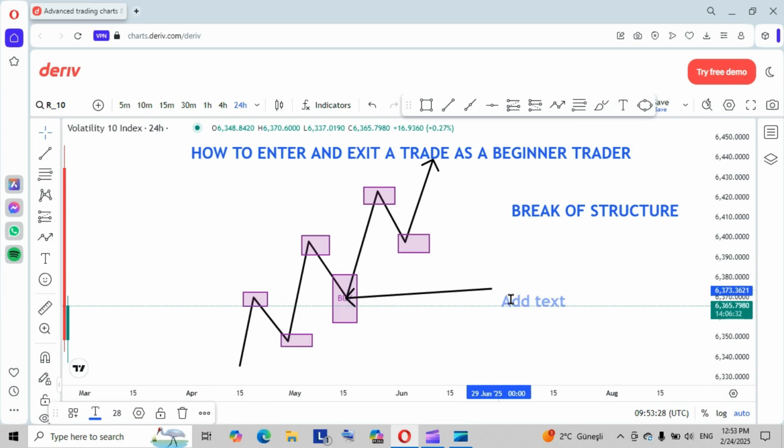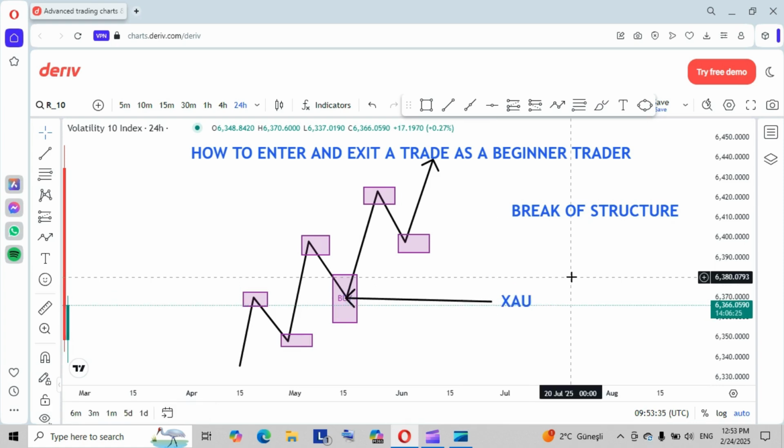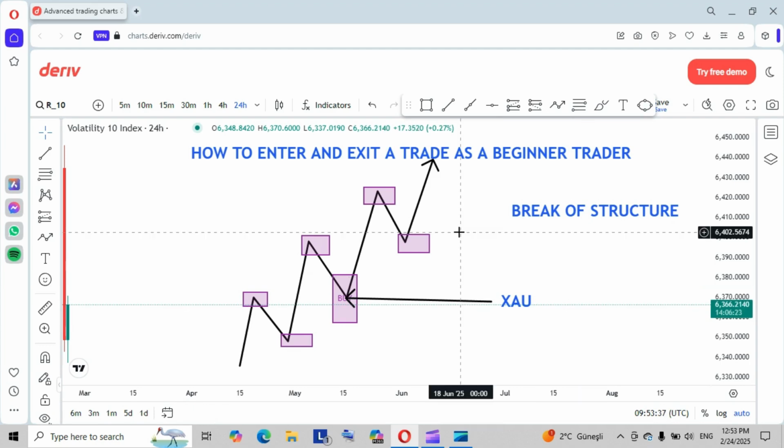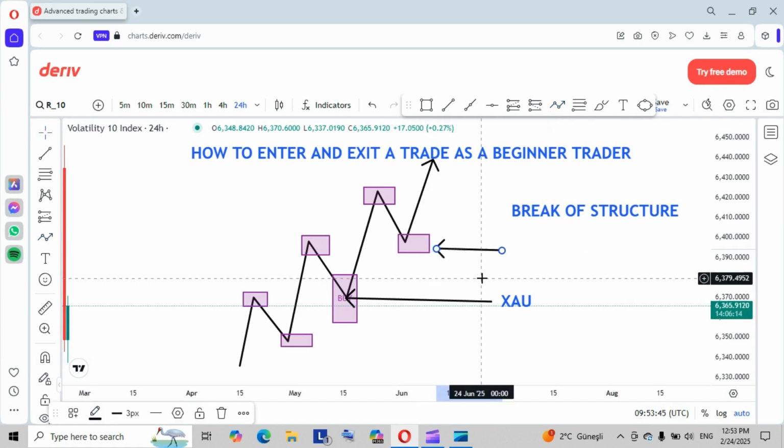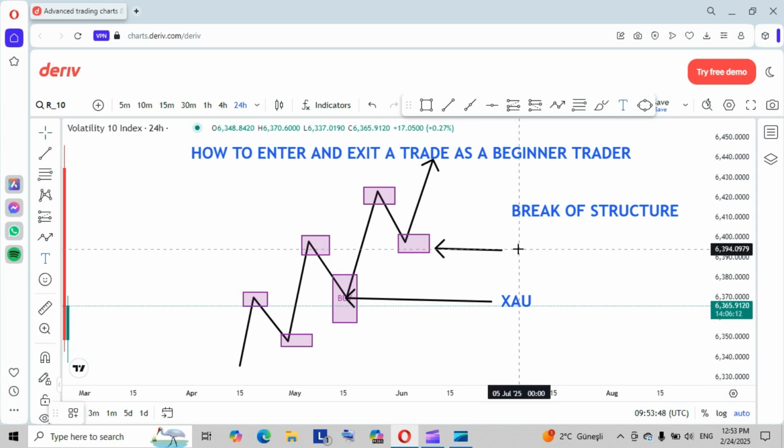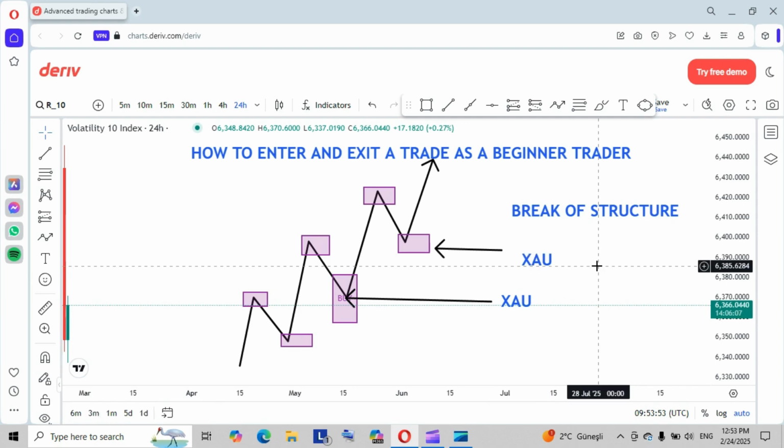Okay, this is XAU, the abbreviation for gold. So at this first point, we enter for gold. We just open one position, one trade. Then when the market pulls back again, let's say we want to add another position, this is the best point to enter again, to add another position.